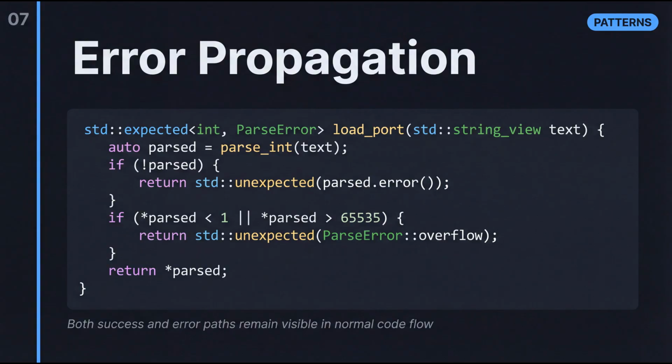The benefit: both success and error paths remain visible in normal code flow. There's no hidden control flow, no try-catch blocks interrupting the logic. Each function checks the result, handles or forwards the error, and the caller sees exactly what happened.